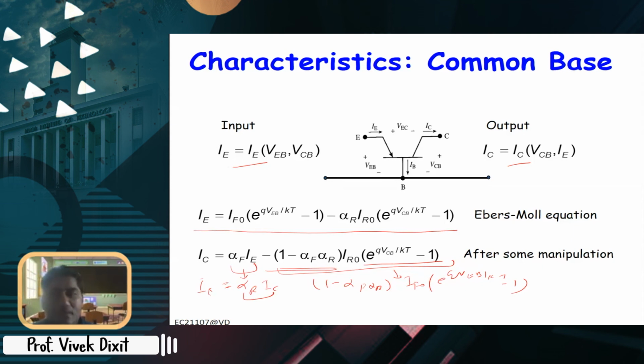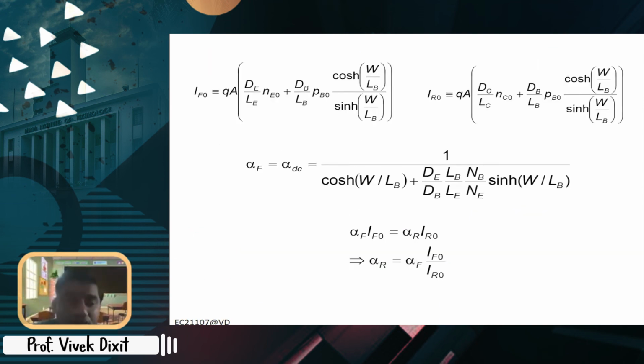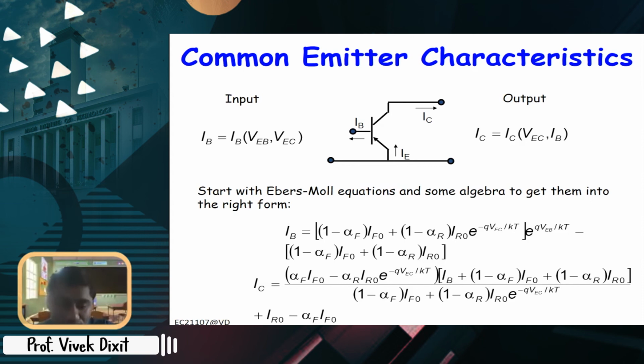So the same thing you can do for common emitter. Here IC is expanded in terms of IE, and this alpha F is called the common base current gain, and alpha R is called the common base reverse current gain. And of course your IF naught and IR naught are given by this, and alpha F is this, and you can also relate this alpha R in terms of alpha F times IF naught by IR naught. Similarly for common emitter, you can write, it looks complicated, but it's very simple.